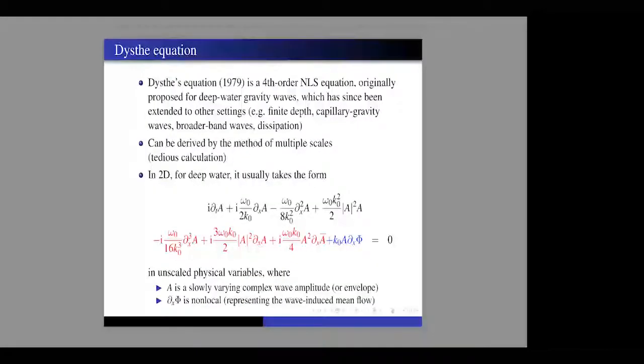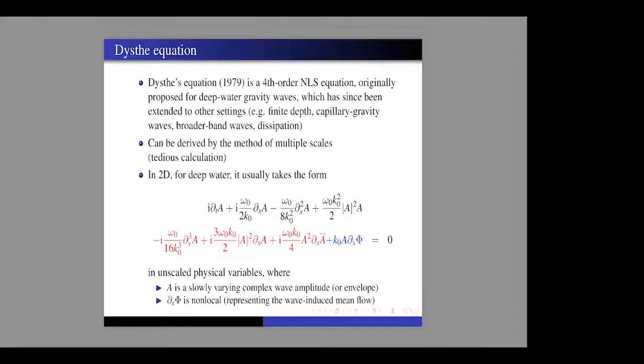All right, so the Dysthe equation is a fourth order NLS equation, originally proposed for deep water gravity waves. It has become popular since then and has been extended to other settings. And so the initial motivation was that the cubic NLS equation was not doing well in comparison with lab experiments. And so Dysthe decided to go one order further in the perturbation calculations. And so this equation can be derived by the method of multiple scales, and the calculation is notoriously tedious.